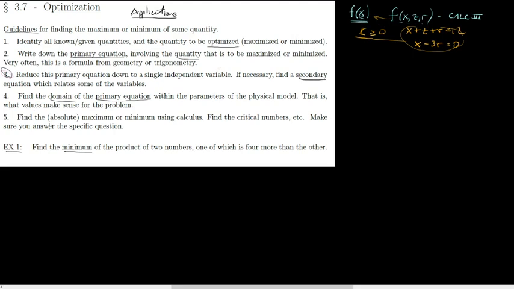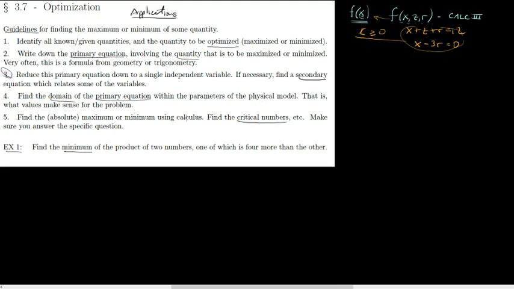And then finally in step 5, this is where the calculus part comes in. You take this function and you want to find the minimum or maximum, so what do you do? You need to find the critical numbers, right? So take the derivative, set it equal to 0, or find where it fails to exist. And those are your critical numbers, right? And typically you're just going to get one critical number.